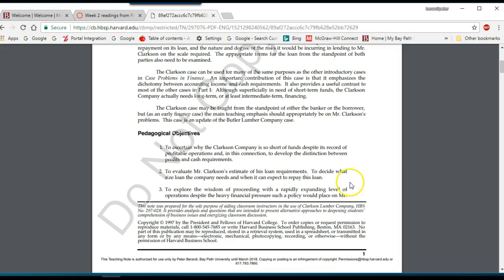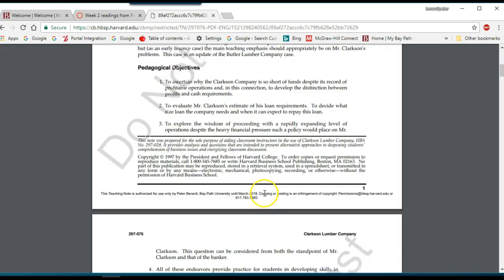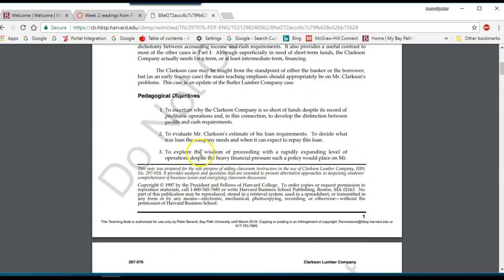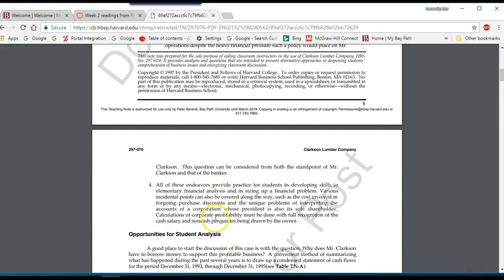Two, evaluate Mr. Clarkson's estimate of his loan requirements and decide what size loan the company needs. We can't just say in this case study that we need more money. We need to really figure out how much he needs. Three, explore the wisdom of proceeding with a rapidly expanding level of operations. Do we have to expand so rapidly that we run the risk of putting the company out of business? So read these four items before you start: one, two, three, and four.